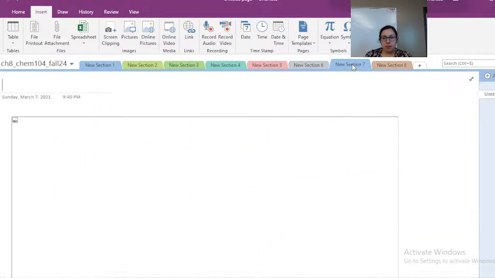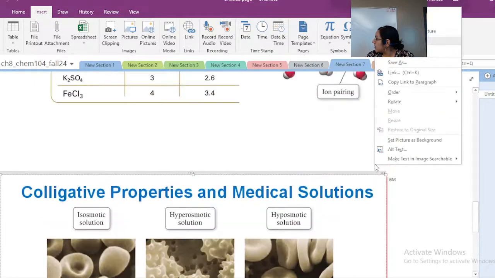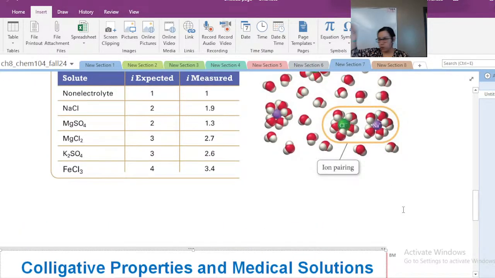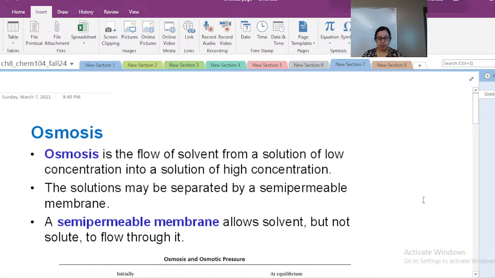All right, let's finish up the last bit of lecture, and then we'll do the demo that will help us remember electrolytes and weak acids and bases.